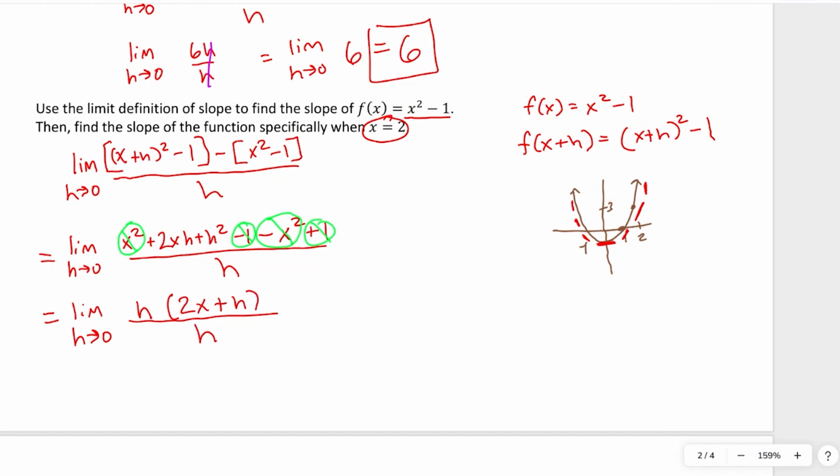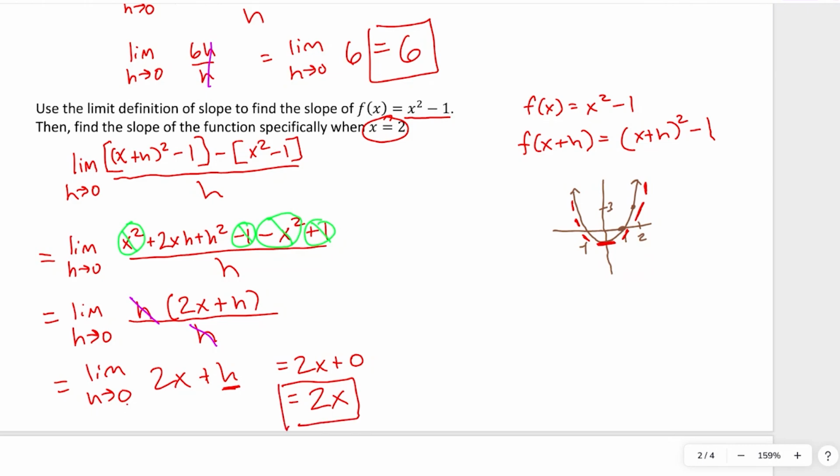Now that we've factored out the h, we can reduce h over h to 1. And then we've got just, well, nice little linear function here. We got 2x plus h. Now, as h goes to 0, this expression is going to go to 2x plus 0. So this is going to be 2x plus 0, which is 2x. So 2x is going to describe the slope of x squared minus 1. So 2x is the slope of x squared minus 1.